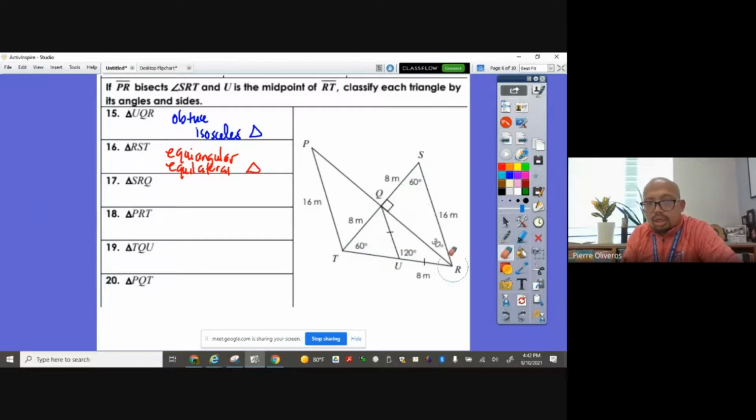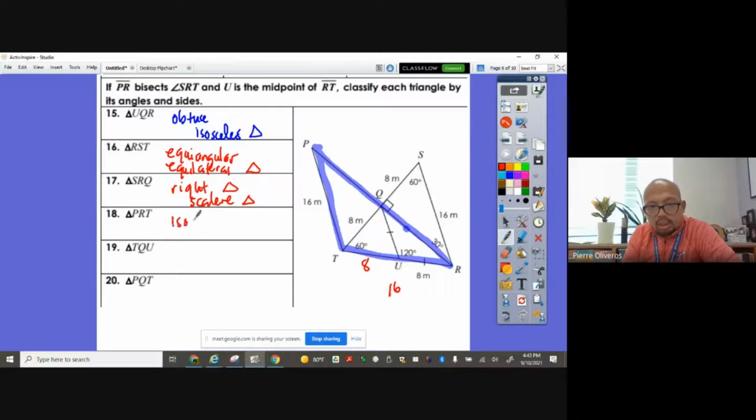Let's go now to SRQ. I have a box here. That means it's 90. So I know it's going to be a right triangle. And I have 8, 16 here. I don't know what this is. So it's going to be scalene triangle. PRT. Where's PRT? I know that this is 8 also, so that makes it 16. So I know I have an isosceles triangle here.